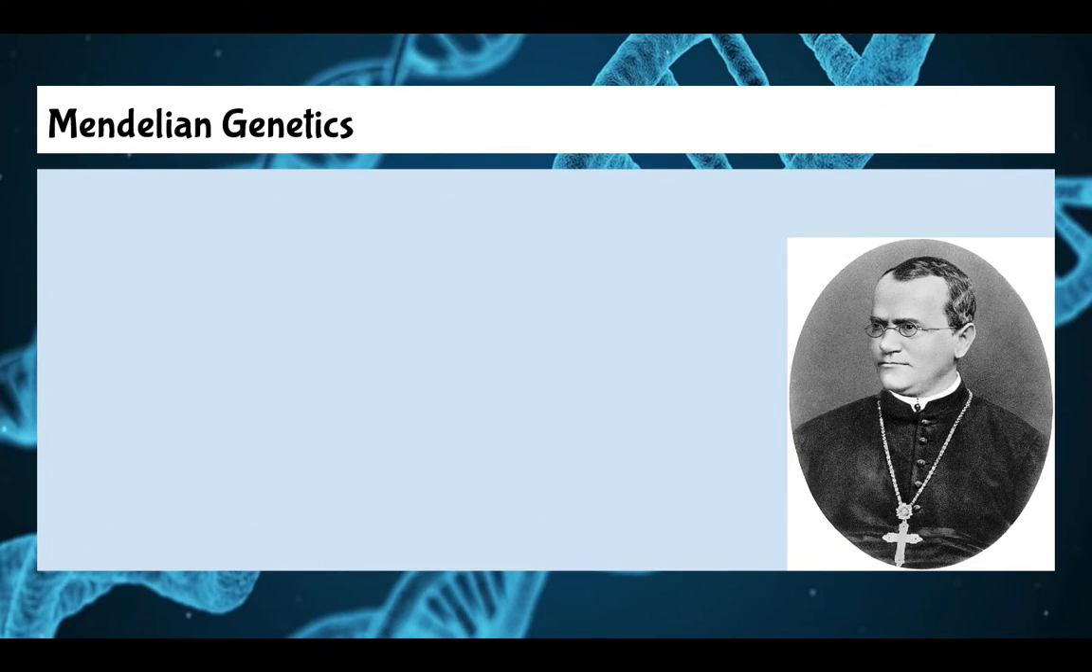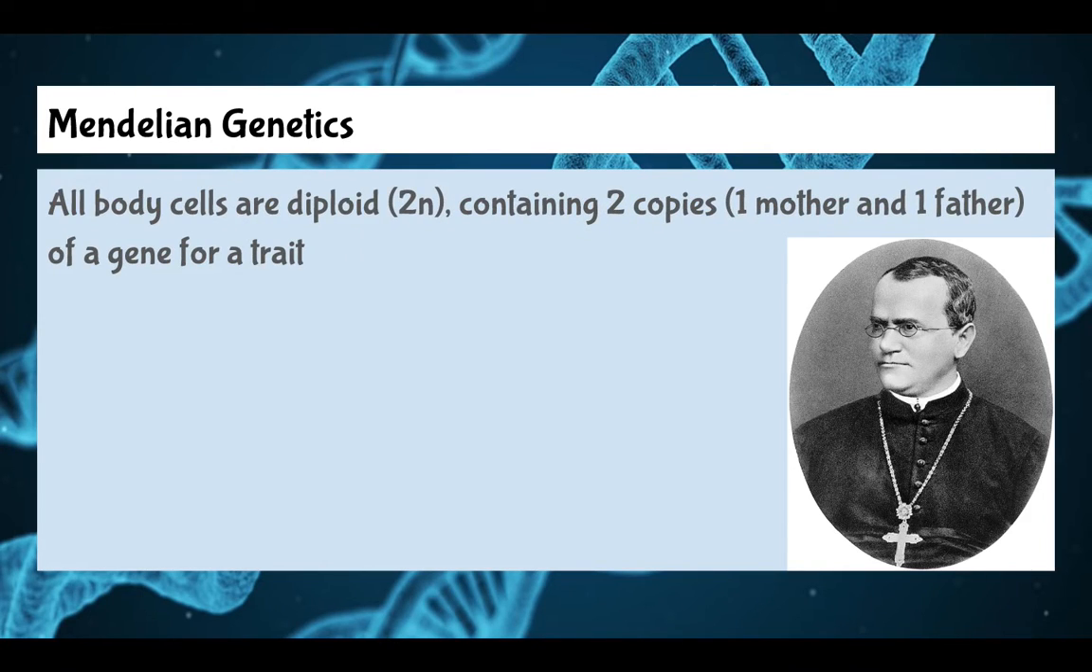So this guy in the corner was Gregor Mendel. And so we defined that genetics happens because all body cells are diploid, meaning they have two copies, one from mom, one from dad. We talked about diploid and haploid a lot when we talked about meiosis. So diploid means that it has two copies, haploid means it has one copy. So at the end of meiosis, we have mom's egg and dad's sperm combined together to make all of your body cells.